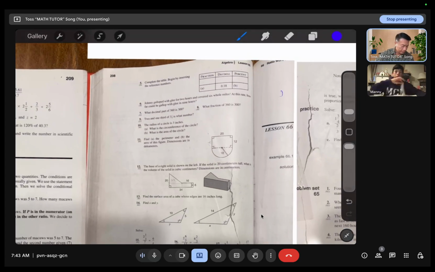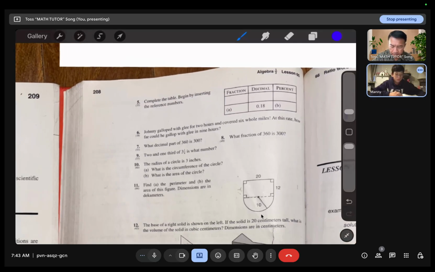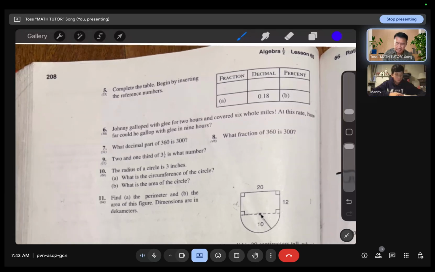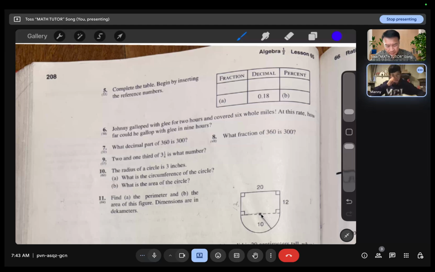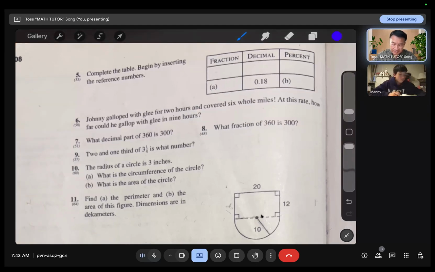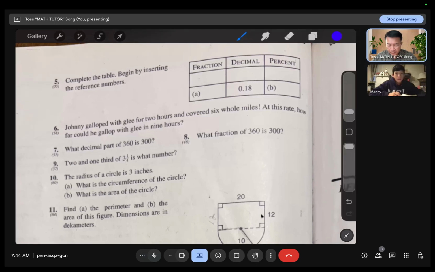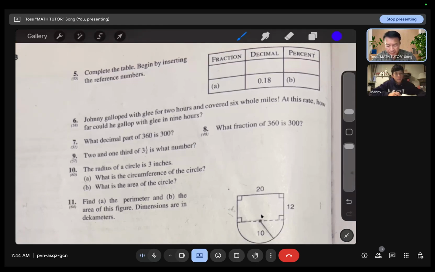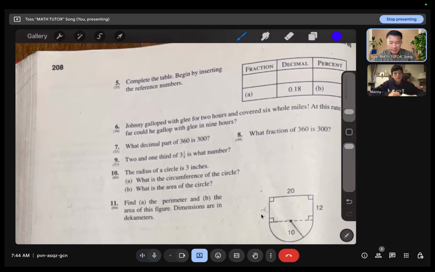Number 5, I think you're okay with. All right, what about 6? Johnny galloped with glee for 2 hours and covered 6 whole miles. At this rate, how far could he gallop with glee in 9 hours?